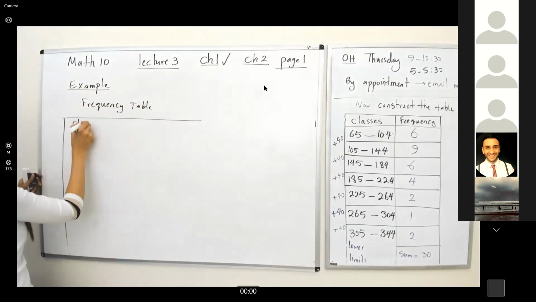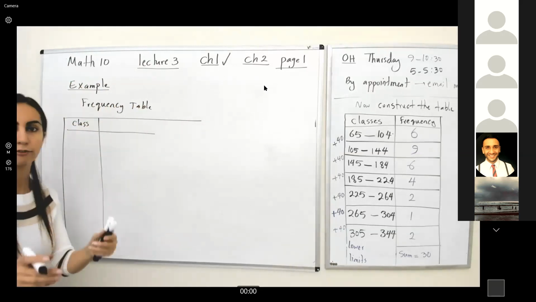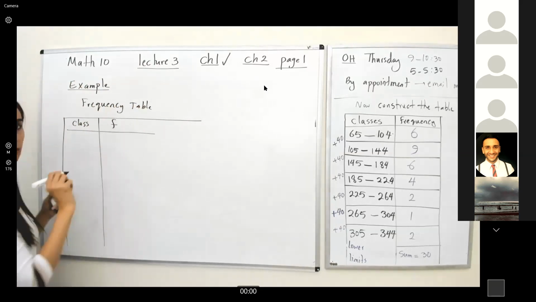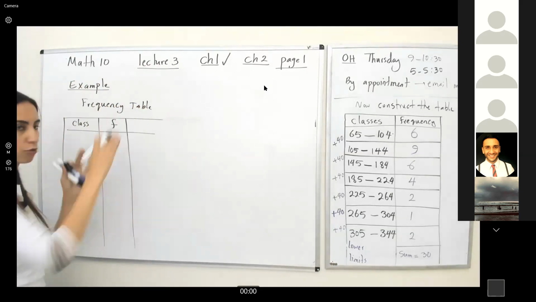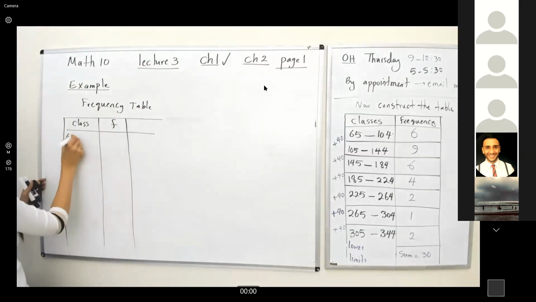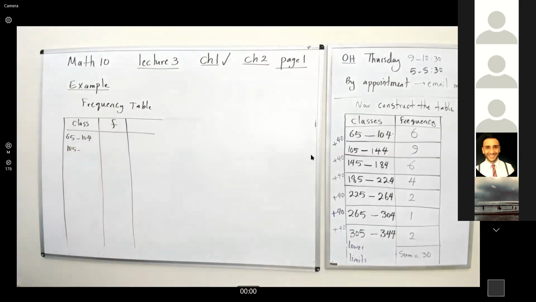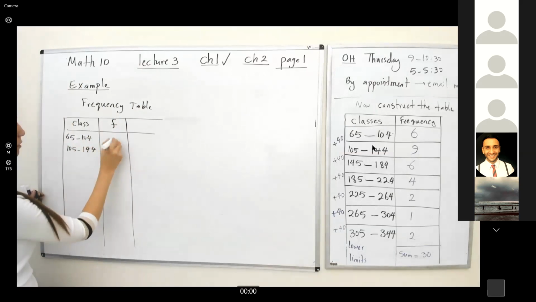We have classes, and we have our counts, frequencies. Instead of writing frequency, I'm going to just use F to represent the frequency. So my first class is 65 to 104. Then I have 105 to 144. The frequency of the first class is 6.